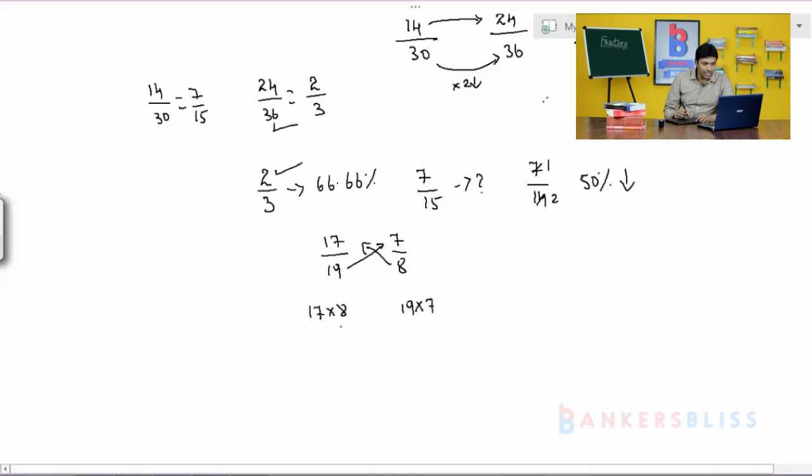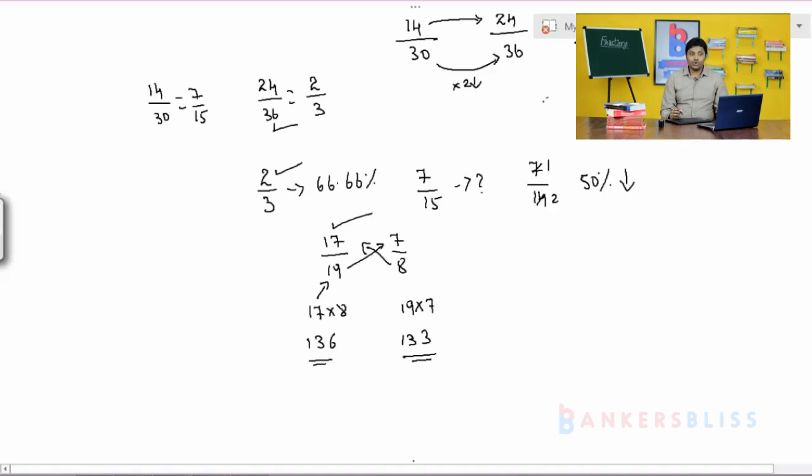17 into 8, 7 8s are 56, 5 carry over, 8 1s are 8, 8 plus 5, 13. Next, 19 into 7, 7 9s are 63, 6 carry over, 7 1s are 7, 7 plus 6, 13. See, 136 and 133. Which is the highest one? 136 is the highest one. 136 represents which fraction? 17 by 19. So 17 by 19 is the greater one compared to 7 by 8.